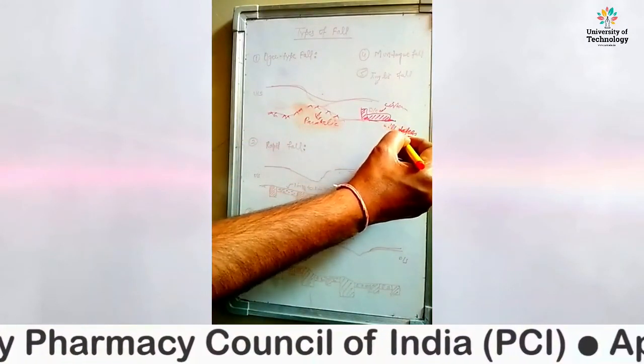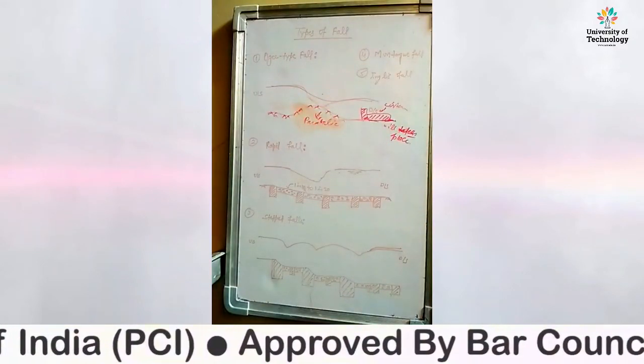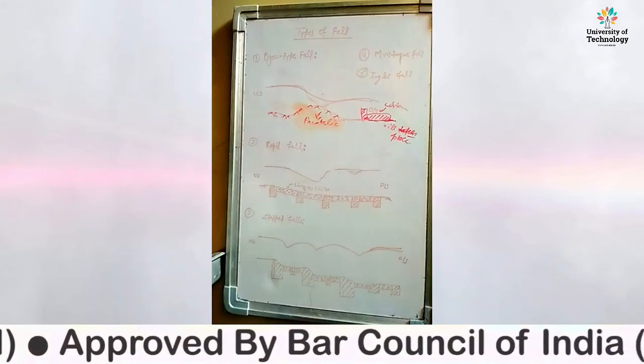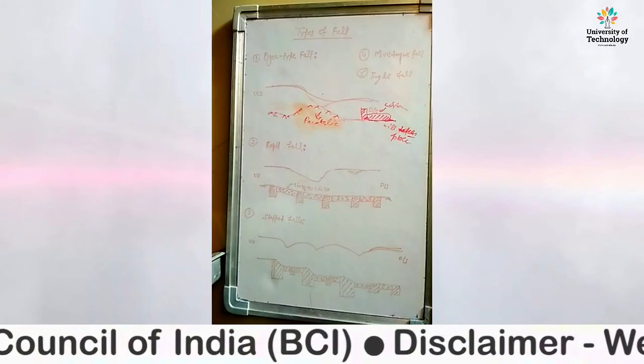So these are the five types of fall we have seen here, and the remaining falls we will discuss in the next lecture.